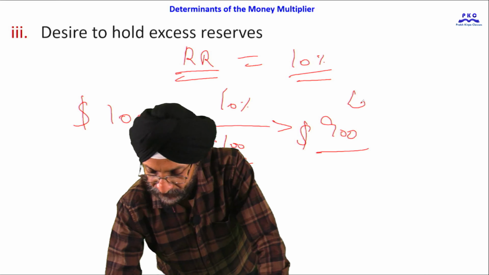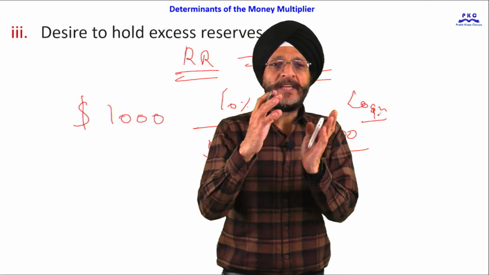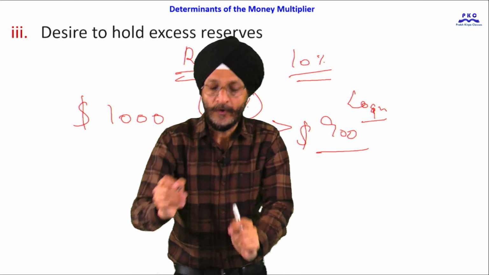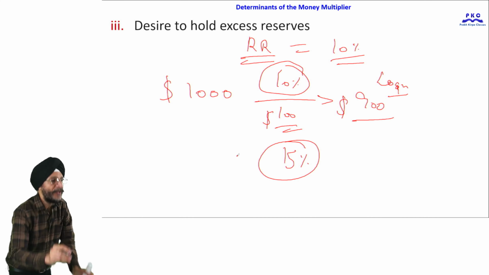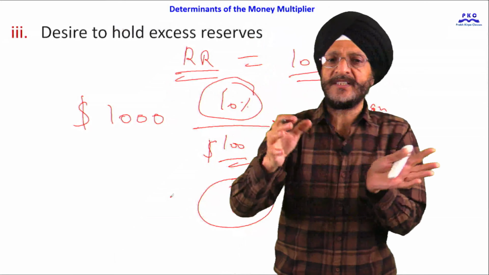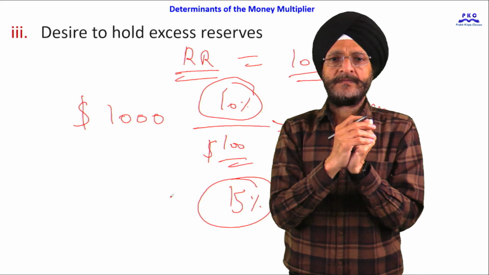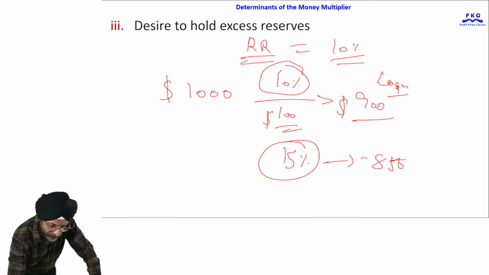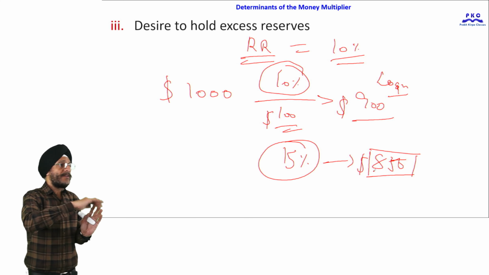that is $100 as reserves, and they can give $900 as a loan. They can. But if the banks decide that they should keep some more amount as reserves, that is, instead of this legally binding reserve ratio, they may opt for say 15% as reserves, keeping in view the economic conditions, economic uncertainties. The bank may decide that it will keep more amount as reserves, and it will give only $850 as loans.